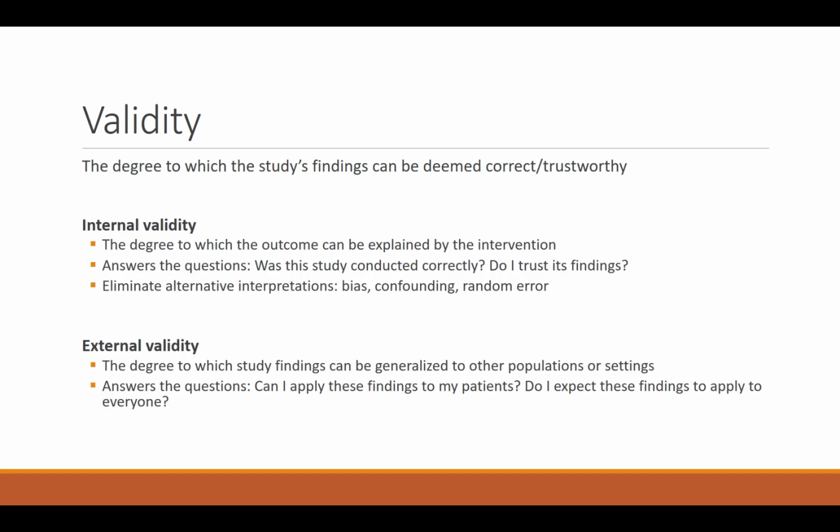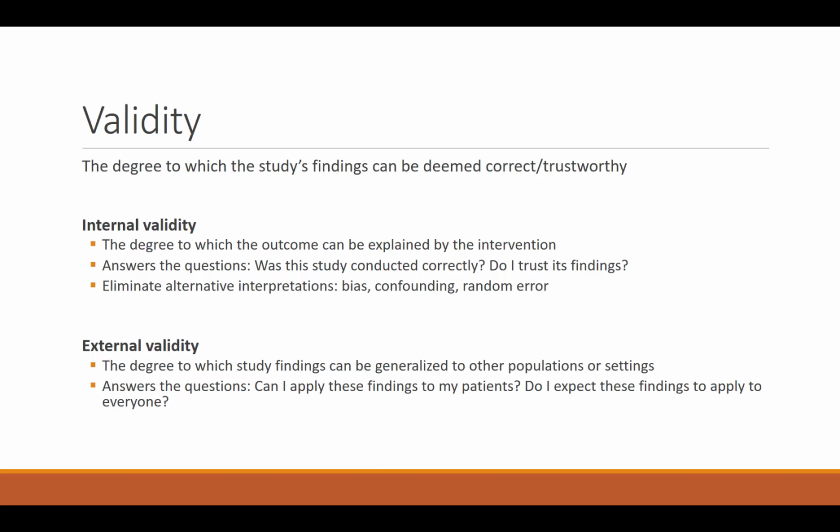Validity can be defined broadly as the degree to which the study's findings can be deemed correct or trustworthy. So if a study has high internal validity, you can trust the findings. If it has high external validity, you can trust the findings to the extent that you can apply them broadly to other populations. So internal validity is the degree to which the outcome can be explained by the intervention. It answers the question, was this study conducted correctly and do I trust its findings?